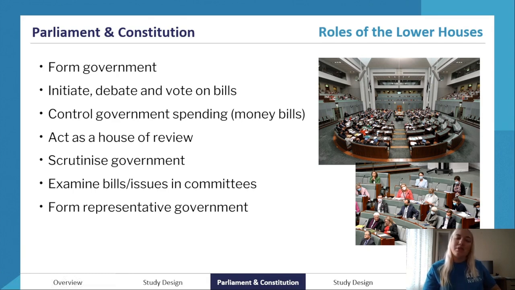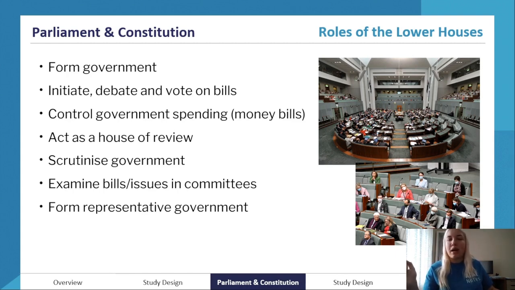Okay? They also act as a house of review. Again, because bills can be initiated in the upper house as well, meaning that the second house that they would go to, if that is successful, is the lower house. So both houses technically have a role as acting as a house of review, both the upper house and the lower house. It just depends on who's getting the bill second. And if the bill is coming to the lower house after being introduced in the upper house first, then the lower house is acting as a house of review.